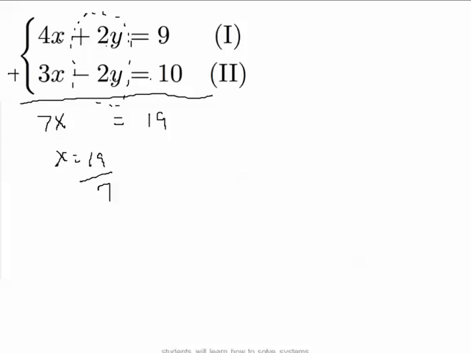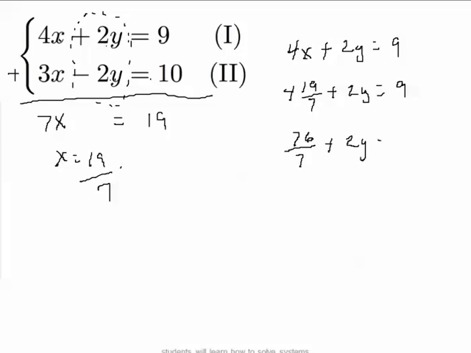This is called linear combination. Sometimes just by observing that they're the same, I can figure out that I could add them down that way. Let's stick this value for x into one of these equations up here: 4x plus 2y equals 9. So that's 4 times 19 over 7 plus 2y equals 9. So 4 times 19, that's 76. 76 over 7 plus 2y equals 9.